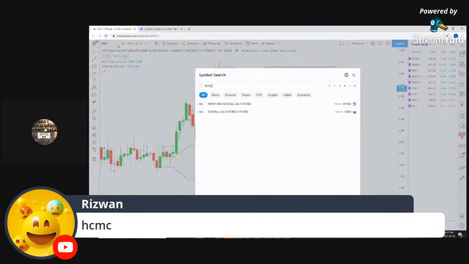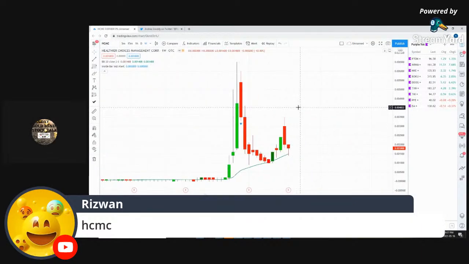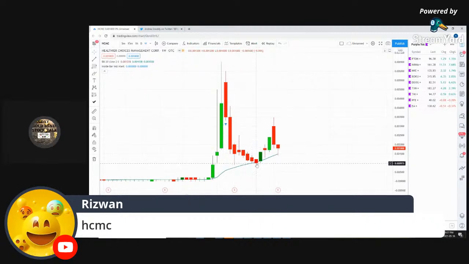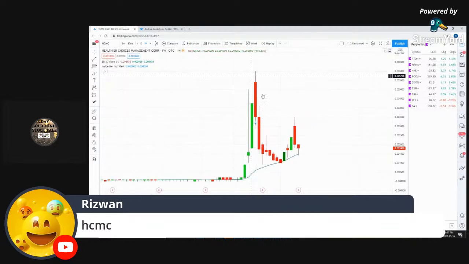HCMC. Yeah. The only thing that I could see on this chart was there was a tweezer bottom right here, at the low. There was a tweezer bottom down here. It's really hard to read this thing just because it's so volatile. So I can't really do too much technical analysis on that one.